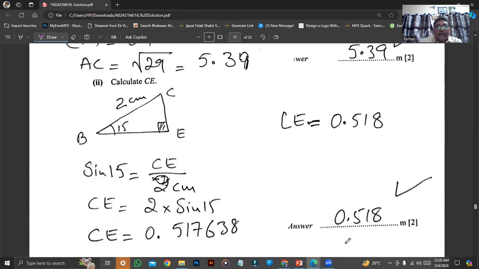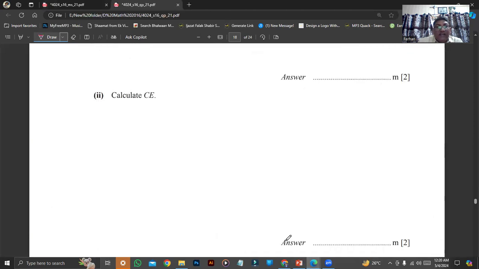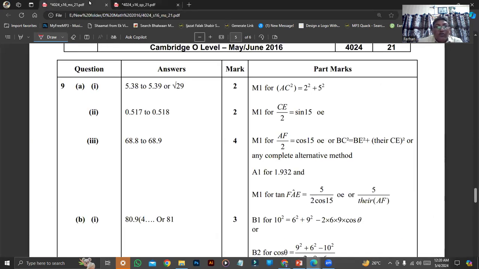So let me show you that diagram. I have taken out that right angle triangle BCE. The BC value is 2 centimeters. That angle B is 15. So I am going to apply sine 15 equals perpendicular by hypotenuse, and CE divided by 2. So CE will be 2 multiplied by sine 15. When you do this on your calculator, it will be 0.517638. So that is 0.518. 0.518 is the answer, sir. Let's check. 0.518 is the right answer.